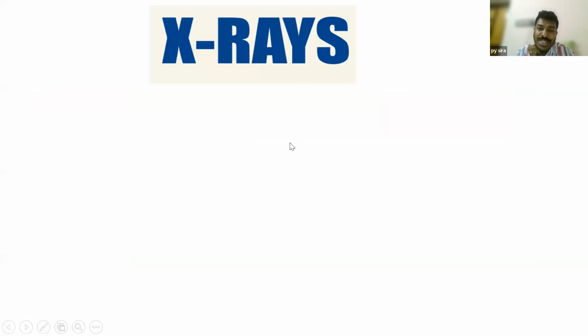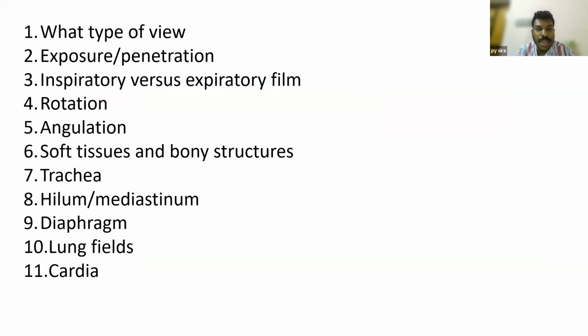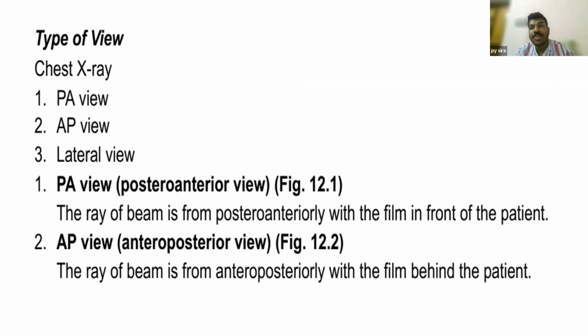Okay. So now we are going to see how X-rays are being asked in our Viva examination. Whenever you take any X-ray, you have to start with what type of view it is, about the exposure and penetration, whether it is an inspirated film or expirated film, the rotation is present or not, angulation, soft tissues and bony structures should be commented, trachea position to be mentioned, hilum and mediastinal level has to be mentioned, the diaphragm, lung fields, and the heart should be explained whenever you're going to present any X-ray in your Viva.